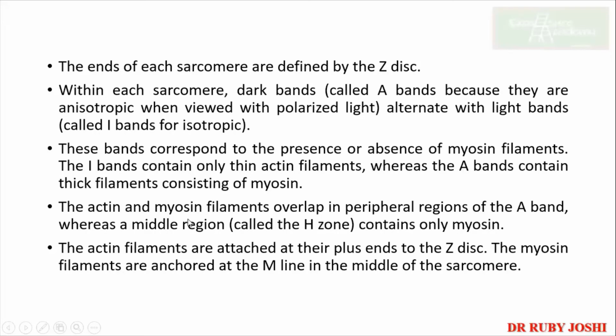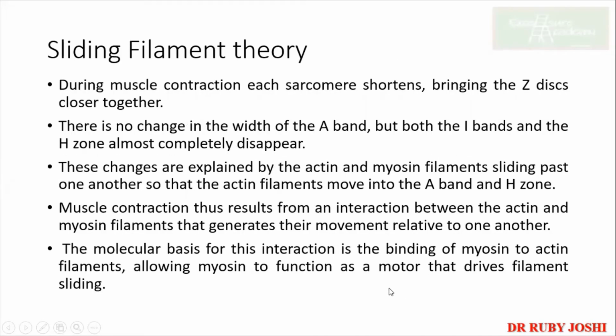So the actin and the myosin filaments overlap in the peripheral regions of the A band, whereas the middle region contains only myosin. The actin filaments are attached at the plus ends of the Z disc. The myosin filaments are anchored at the M line in the middle of the sarcomere. Let's go slowly because there are so many proteins involved in this. Okay, is this much clear?